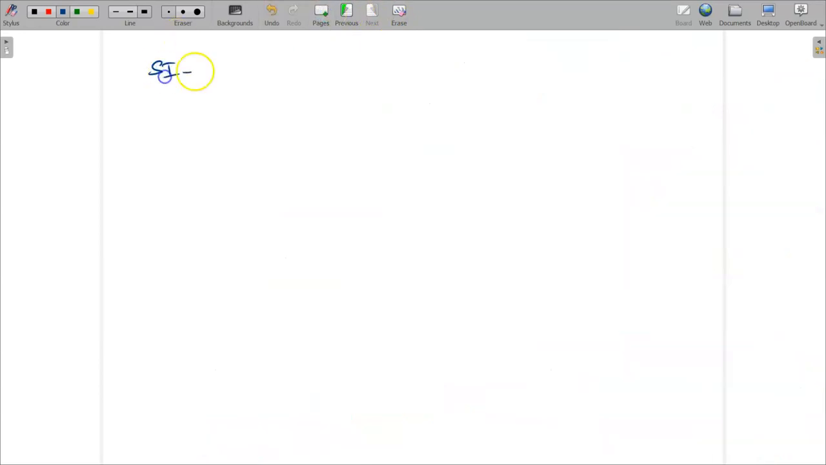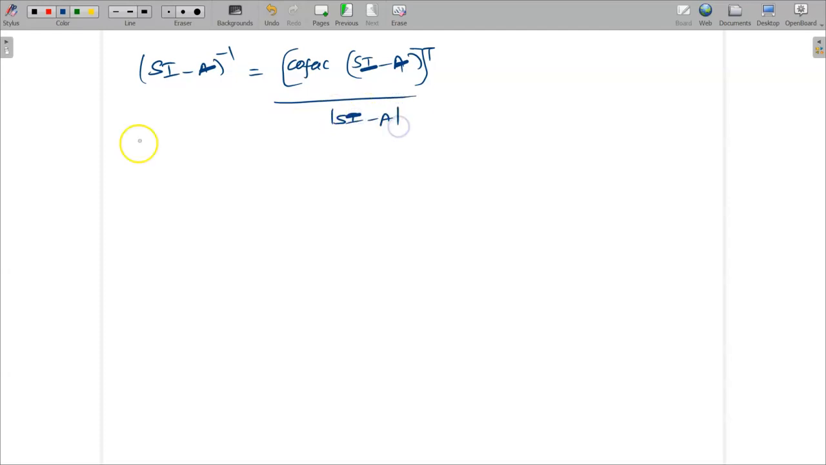So (sI - A) inverse is the cofactor of (sI - A), the whole transpose, divided by the determinant of (sI - A). So let me determine the determinant of (sI - A). Already I know what (sI - A) is, so the determinant of (sI - A) is nothing but this.